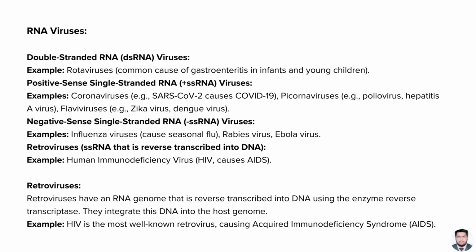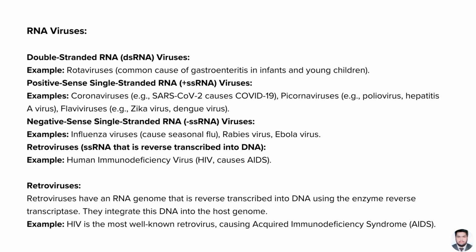Positive-sense single-stranded RNA viruses. Example: coronaviruses. Example: SARS-CoV-2, COVID. Picornaviruses, example: polio virus, hepatitis A virus. Flaviviruses, example: Zika virus and dengue virus. Negative-sense single-stranded RNA viruses. Example: influenza virus causes seasonal flu, rabies virus, Ebola virus.